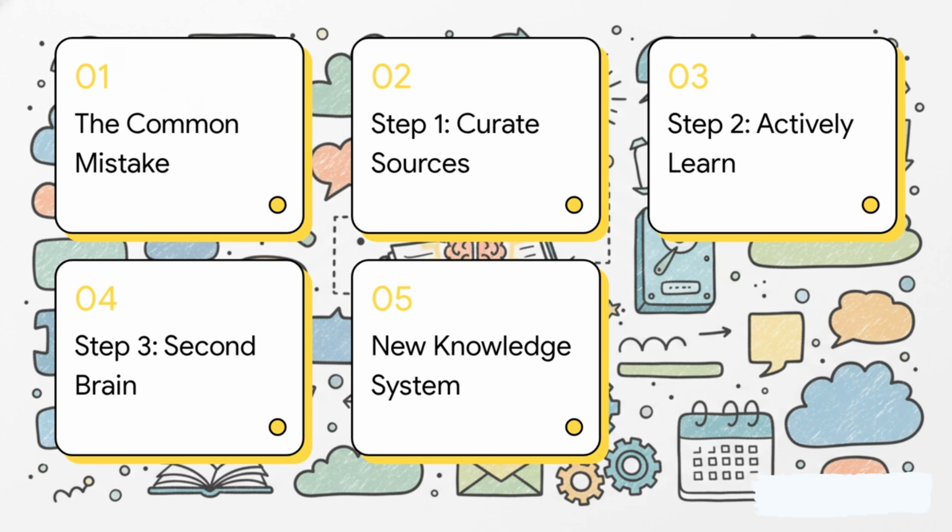So here's the game plan. We're going to walk through a super simple 3-step system to absolutely master this thing. First, we'll cover curating your sources the right way. Then we'll get into how to actively learn with the tool. And finally, the best part, we're going to build what's often called a second brain. Trust me, this is going to completely transform how you deal with information.